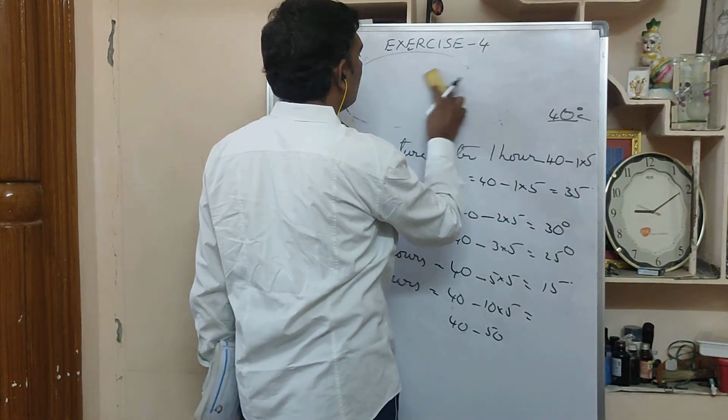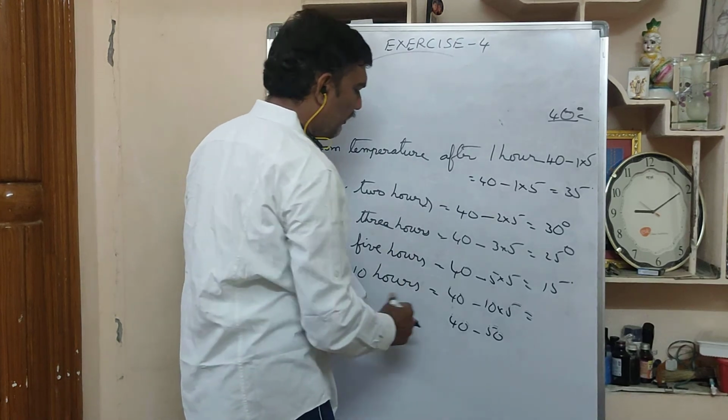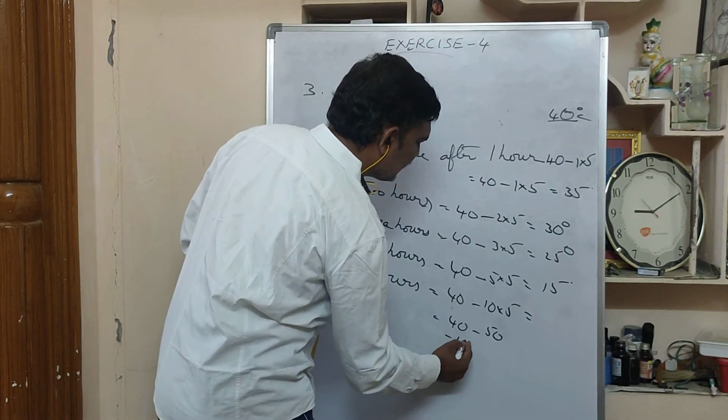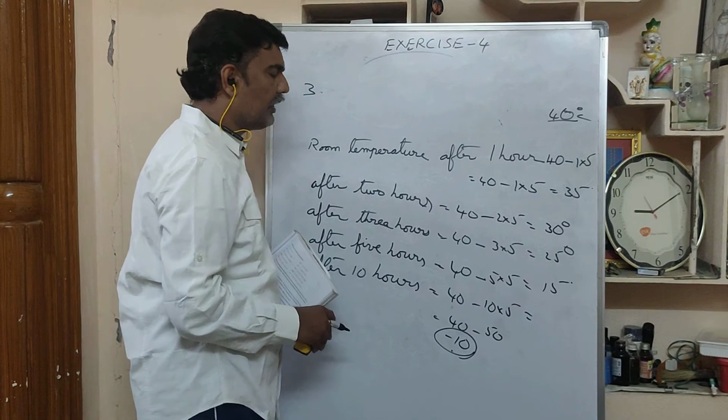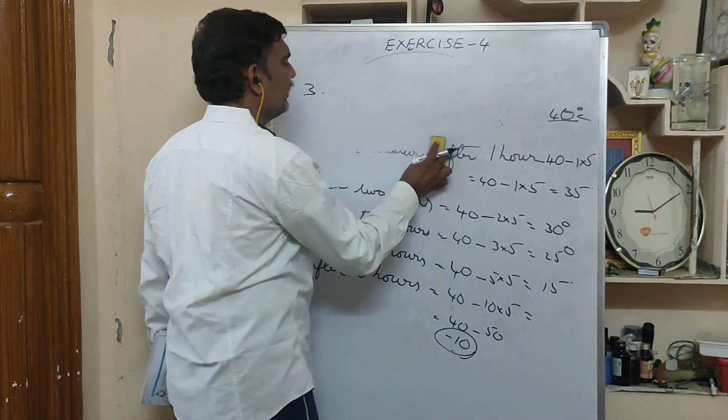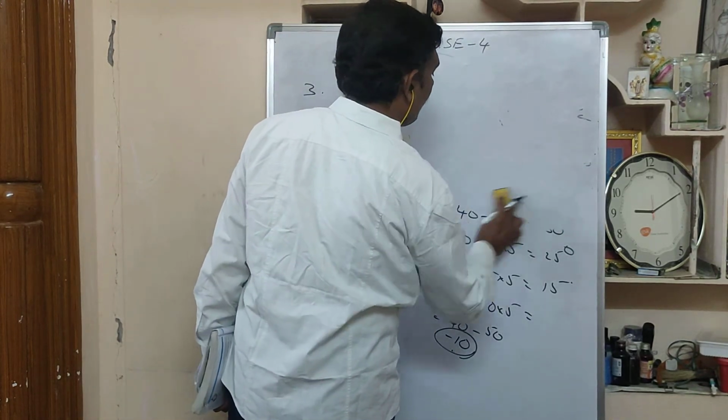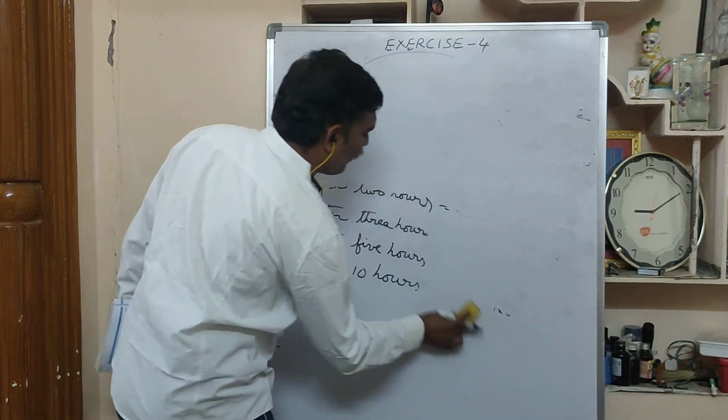Remember, now the answer for this question is 40 minus 50 is minus 10. Okay, minus 10 degrees centigrade. It is the third problem. Next we will go for the fourth.